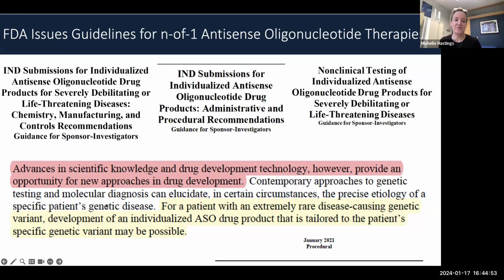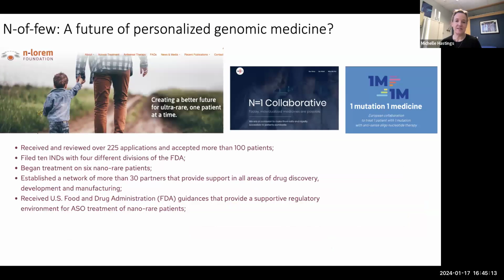That really changed the landscape for this type of oligonucleotide, in terms of having drugs not just for more common diseases, but also for rare diseases. The FDA issued guidelines for N of 1 antisense oligonucleotide therapies, giving us a roadmap for how to do this for other diseases. Since then, private companies, as well as foundations and other organizations, have started up to enable these types of N of few studies, making us really see the potential for personalized genomic medicine in the future.